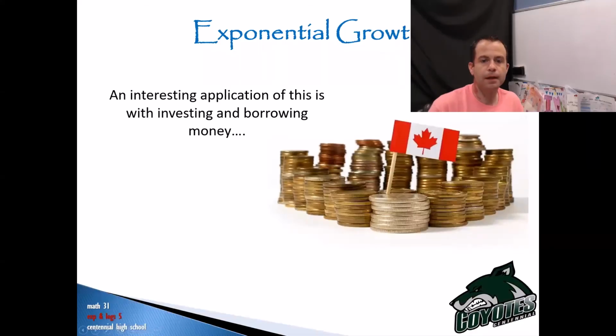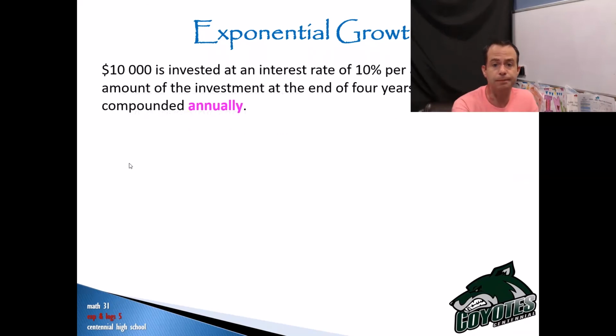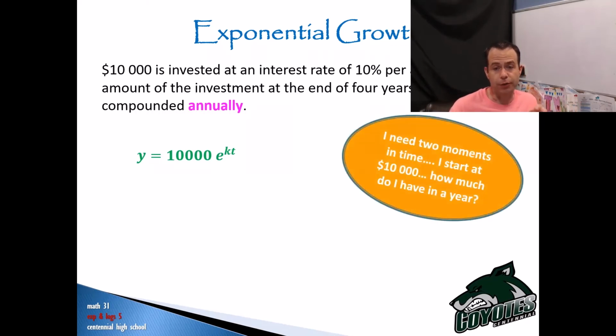Okay, so an interesting application of this is with investing and borrowing money. So we want to take a look at one more question that involves investment. $10,000 is invested at an interest rate of 10% per annum. Find the amount of investment at the end of the 4 years if the interest is compounded annually. So the first thing we want to do is figure out k. So I've got y equals 10,000 e to the k t. Now again, I need those 2 moments in time, right? I have the first one, I start with 10,000.